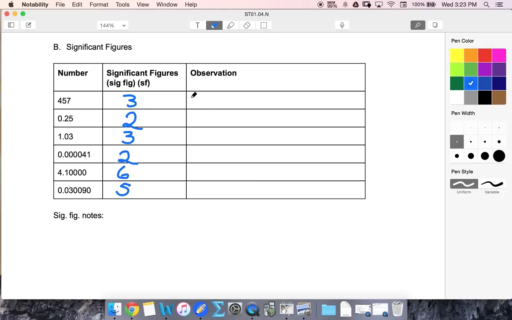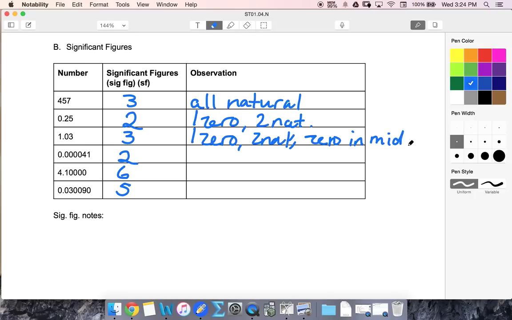So maybe an observation here would be those are all natural numbers. So 4, 5, 7 are all natural. Down here my observation might be that I have 1 0 and 2 natural, and that 1 0 was at the front. Here I have, again, 1 0, 2 natural, but my 0 is in the middle. So up here, my 0 was in front.